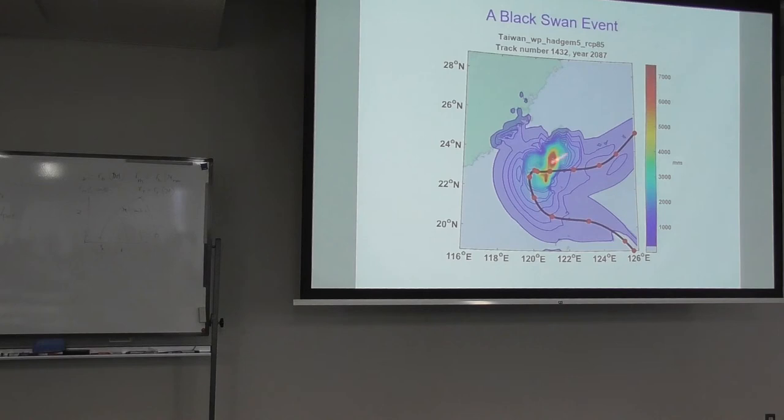Okay. Now, you might think that's crazy, but there's a typhoon, was it Morakot, that produced in some places 2.5 meters of rain. Almost 3. Yeah. Almost 3 meters. So this is not crazy. All right. These are point measurements. And this is a much warmer climate. This is in the year 2087. All right. So it's not completely crazy.